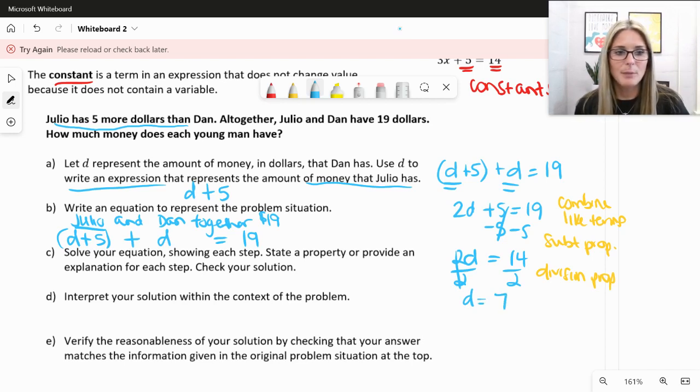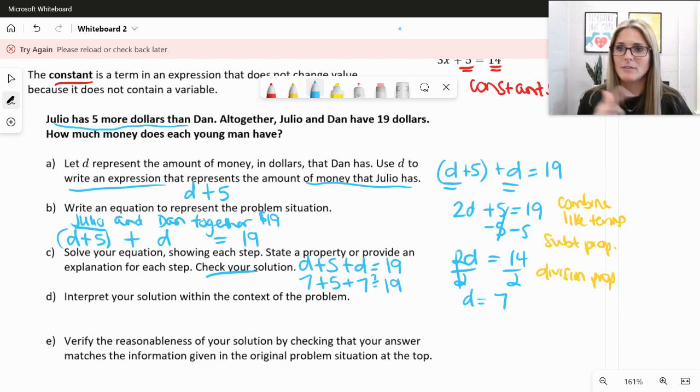I'm going to use the space below part C to check our solution. Our original equation was D plus 5 plus D equals 19. If we plug in 7 for D, we have 7 plus 5 plus 7 more. Does that equal 19? Well, sure. 7 plus 7 is 14. Add another 5 is 19. 19 equals 19. It did check out.